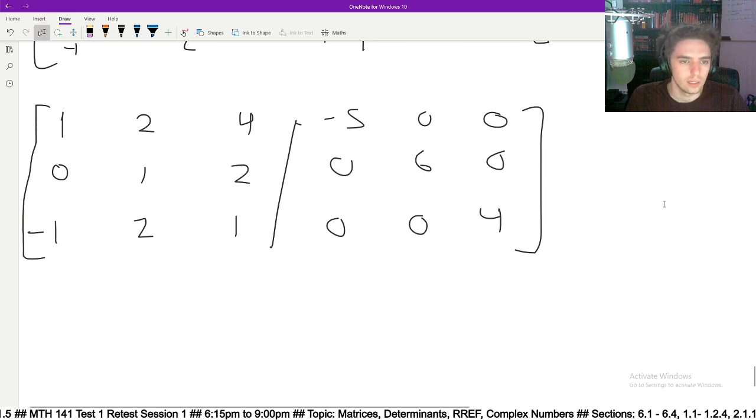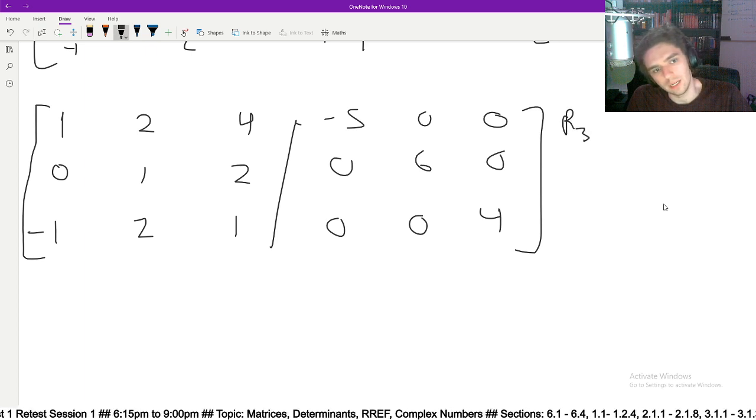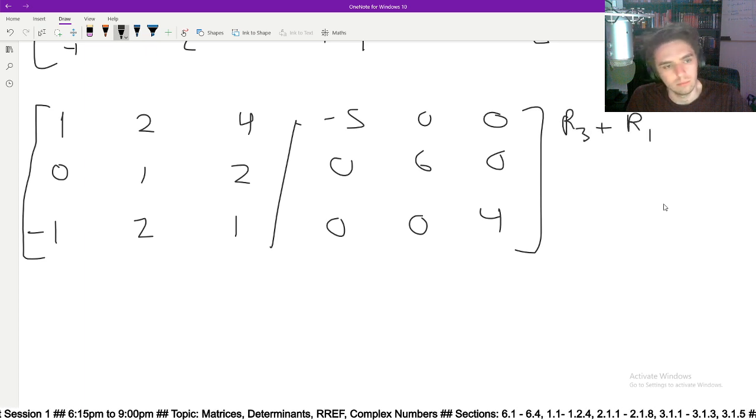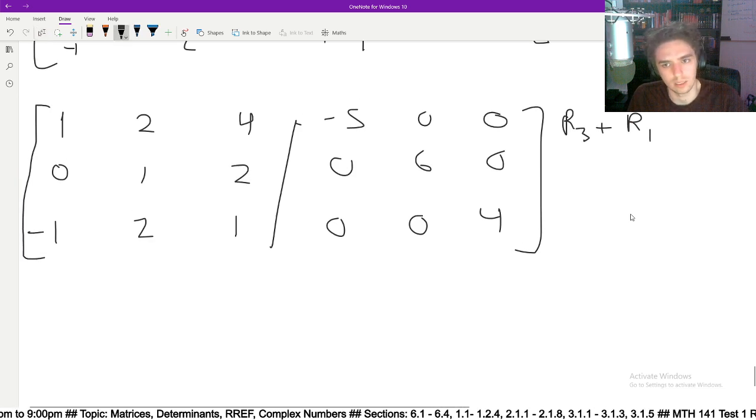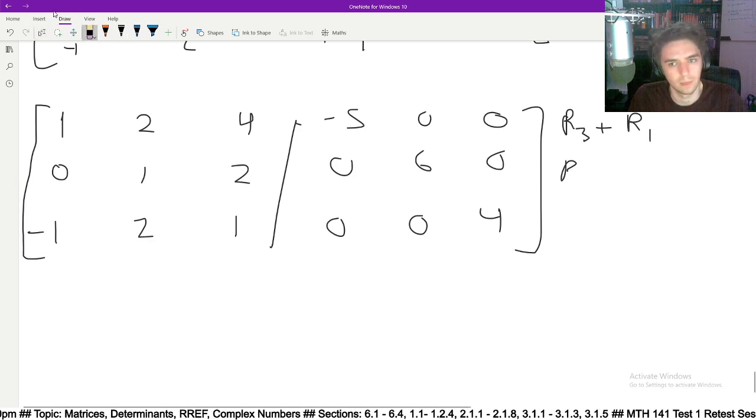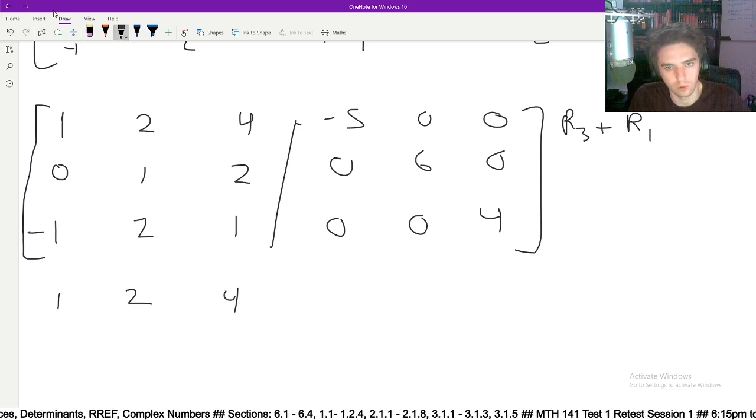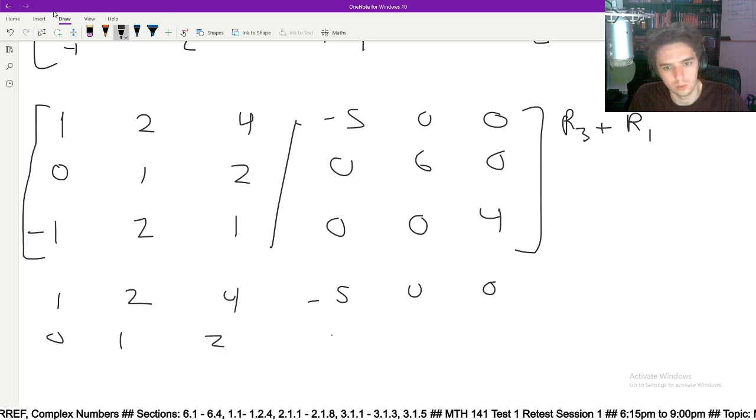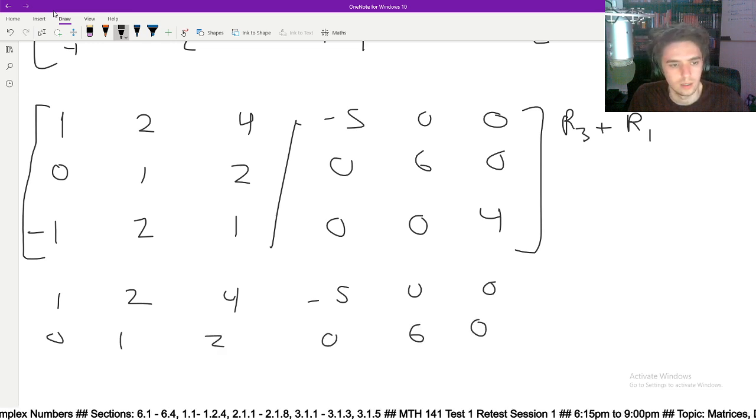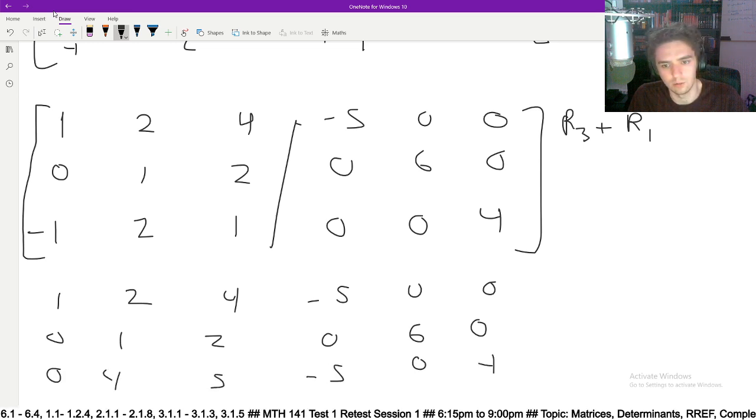Okay, so now I will do row 3 plus row 1. Yeah, I'll just do that. And I guess I'll do row... No, I can't do that. So I'll just do that next. So 1, 2, 4, minus 5, 0, 0, 0, 1, 2, 0, 6, 0. So 0, 4, 5, minus 5, 0, 4.